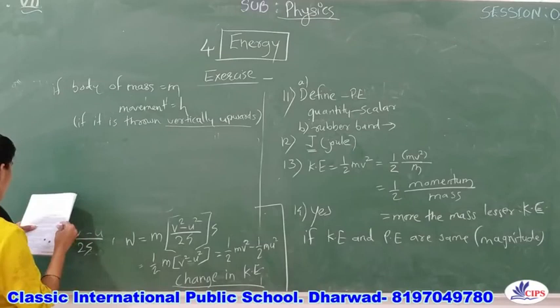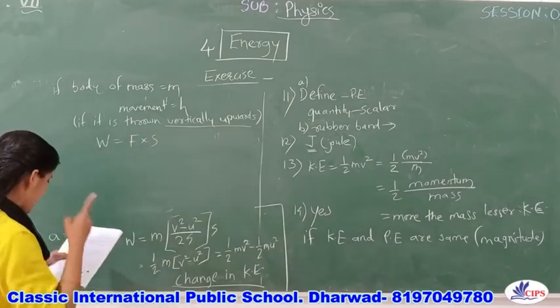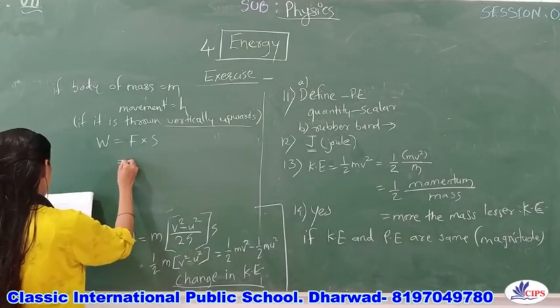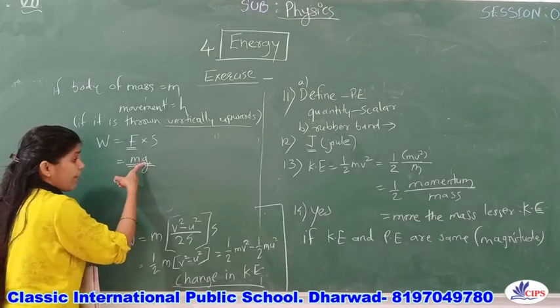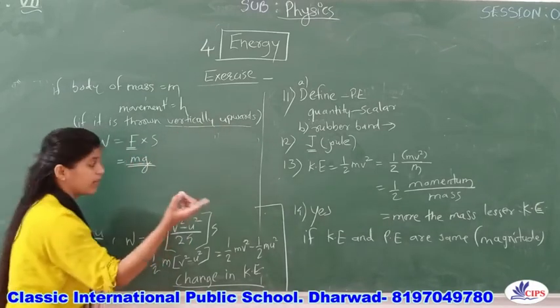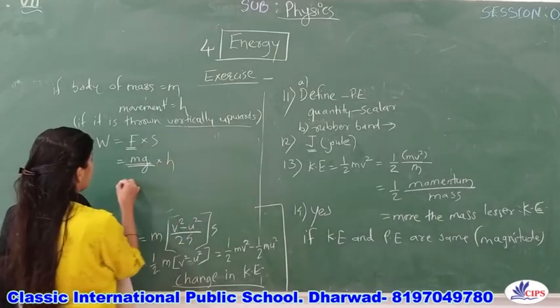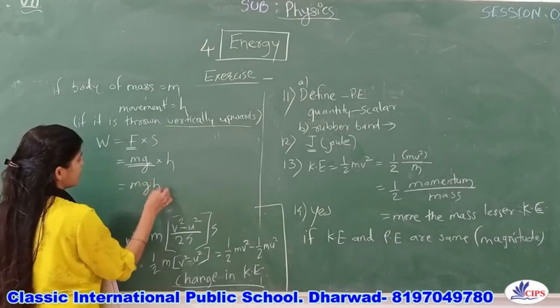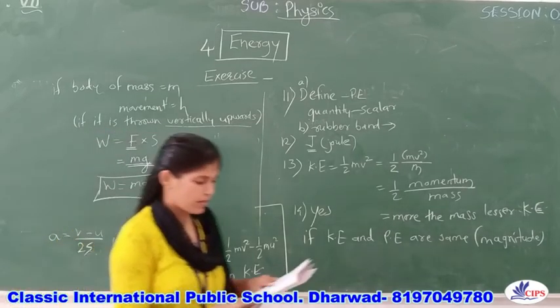So we can write directly W, we know the formula F into S. Here F will be mg, because gravitational pull will be exerting on your body if you are throwing any object vertically upward, with m the mass of the object, and S will be the height. So after all these things, the expression will be W equals mgh, in this way. So you have expressed this.